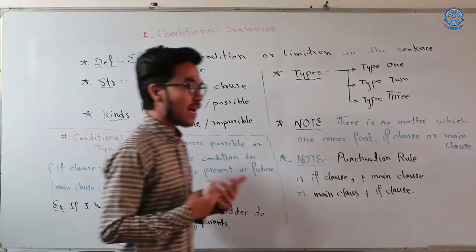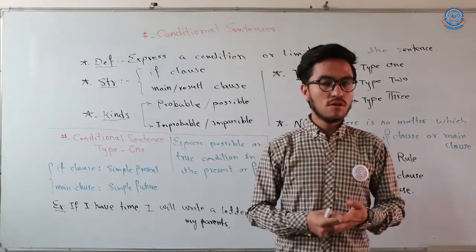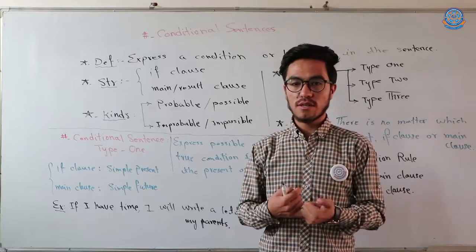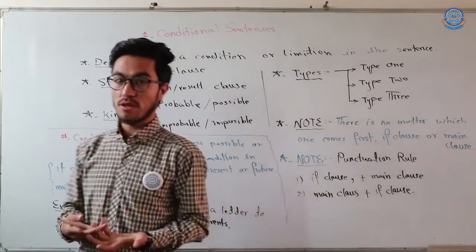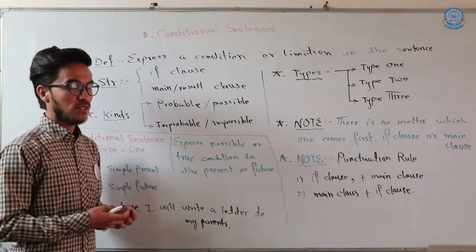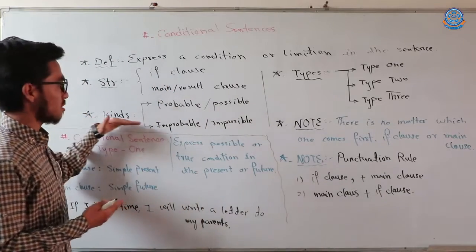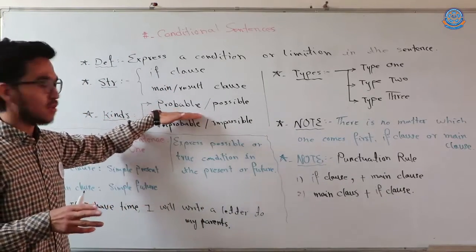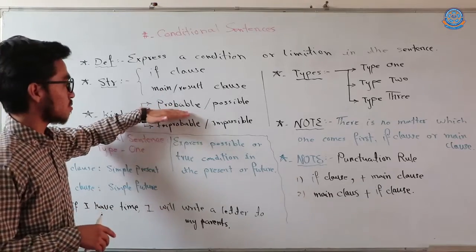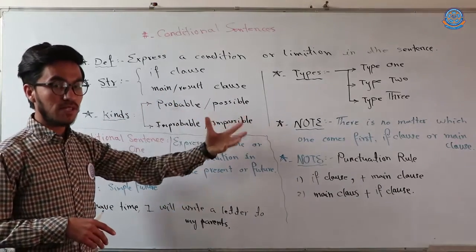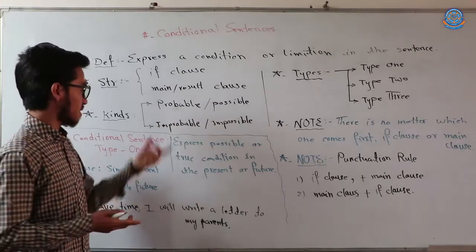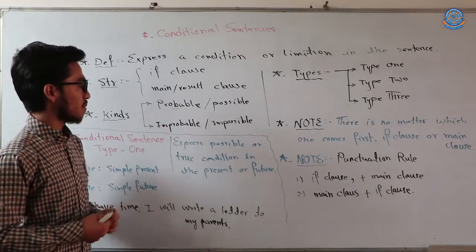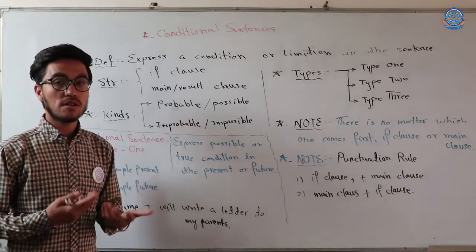The next step is the kinds of conditional sentences. We have two kinds of conditions. The first one is true, and the second one is untrue, or we can say impossible or improbable. So generally conditional sentences are of two kinds: the first is probable or possible, meaning a condition which is possible, and the next is improbable or impossible conditions.